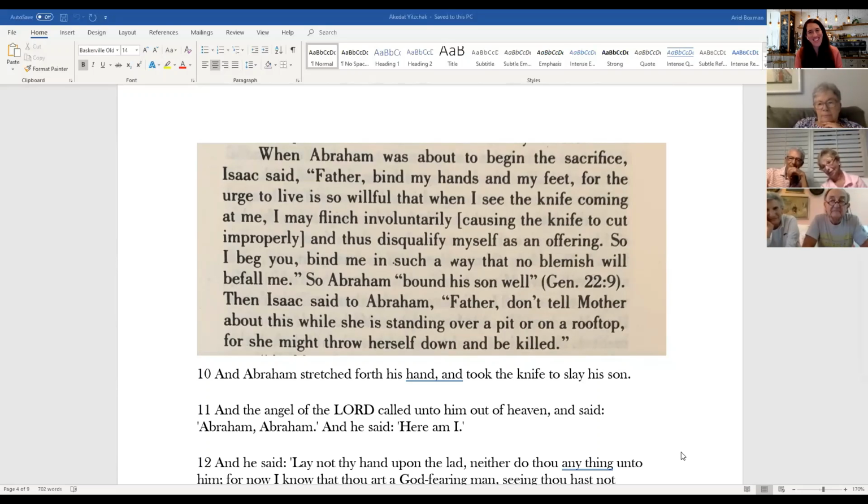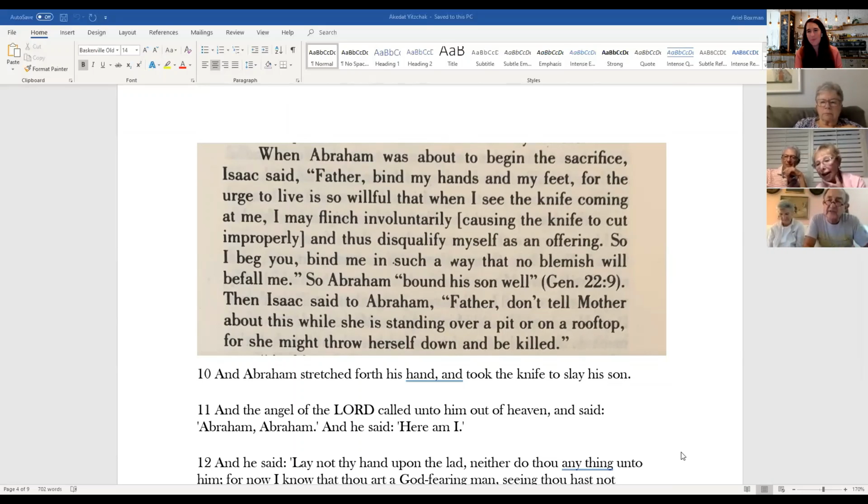All right, so again, Isaac not only is allowing it to happen, but is even so faithful in this way that he says, "Bind me so that I can't involuntarily pull away." Right? And then again, like I said, it does reference telling Sarah, don't tell Sarah about this horrible act, right? Because she's going to commit suicide if she hears.